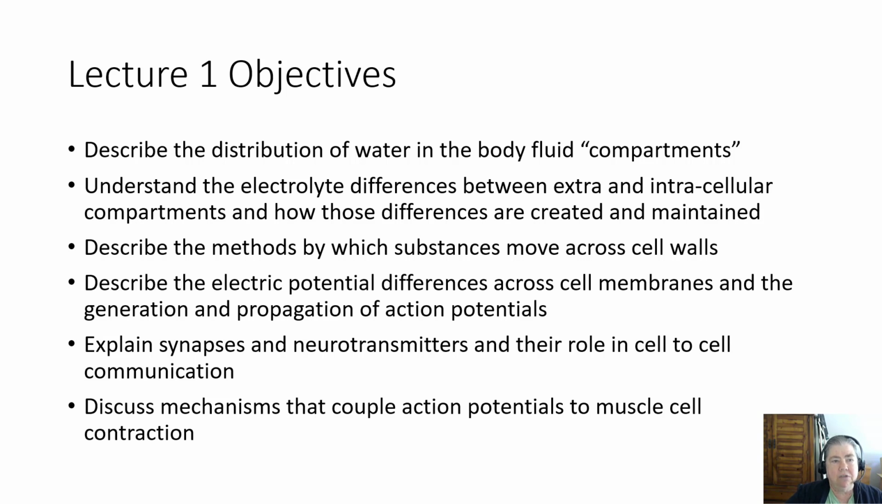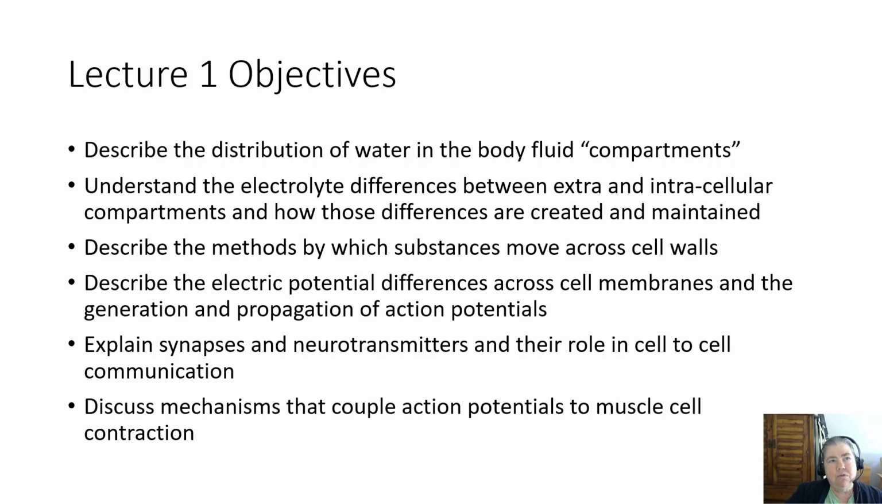So today we're going to talk about the distribution of water in the organism in something that we will call compartments of body fluid. We're going to understand why there are differences in the concentration of assorted electrolytes in the extracellular fluid compartment and the intracellular fluid compartment. And we're going to talk a good deal about how those differences happen. In doing that, we're going to learn about how various substances, including those electrolytes, move across cell walls.